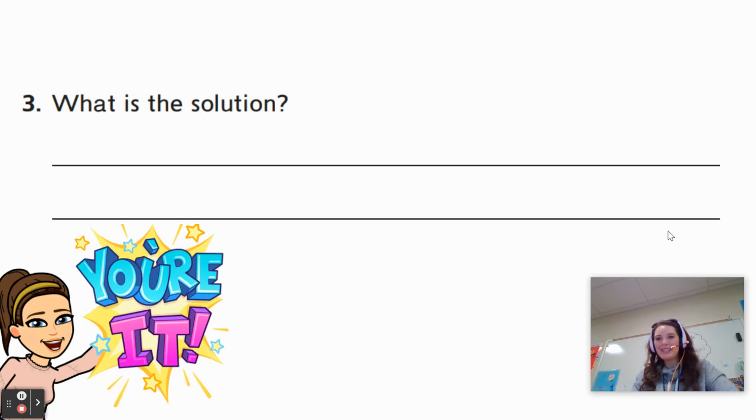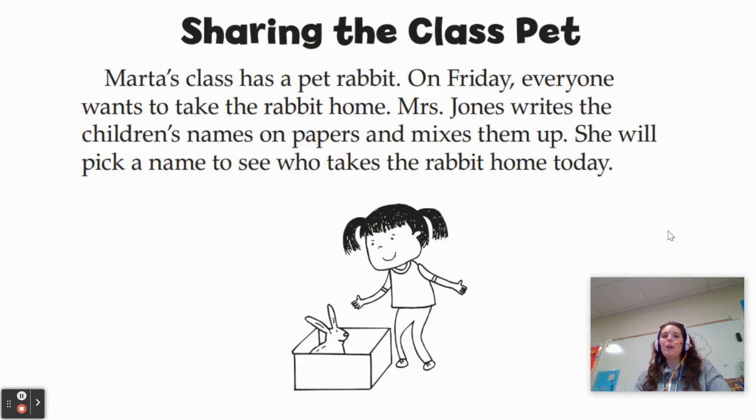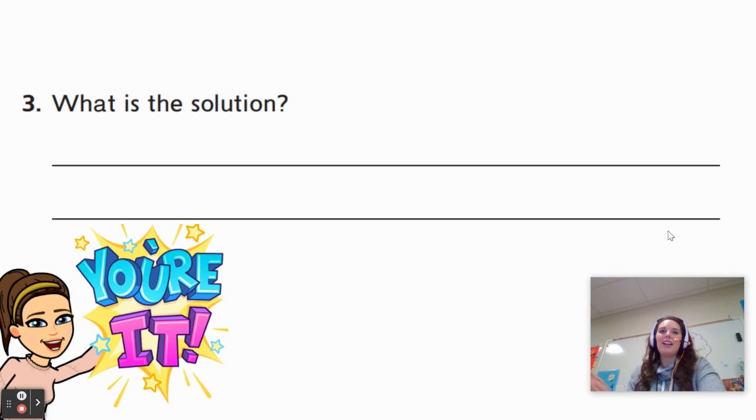Okay, now it's your turn, second graders. I told you what the problem was, that all the kids in class wanted to take the rabbit home. But what is the solution? We learned something that Mrs. Jones does to help solve the problem. So go back and reread to figure out what Mrs. Jones does to help solve the problem. When you find that, that is your solution. You can write it on the lines for number 3.